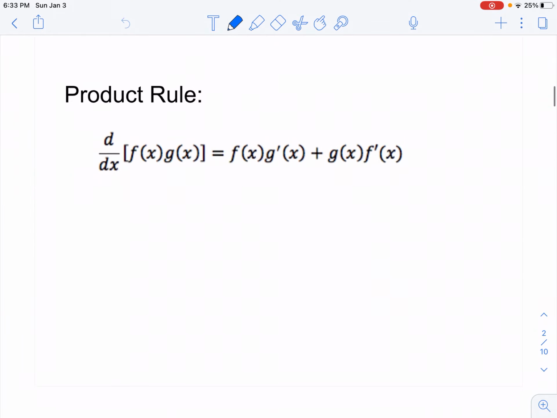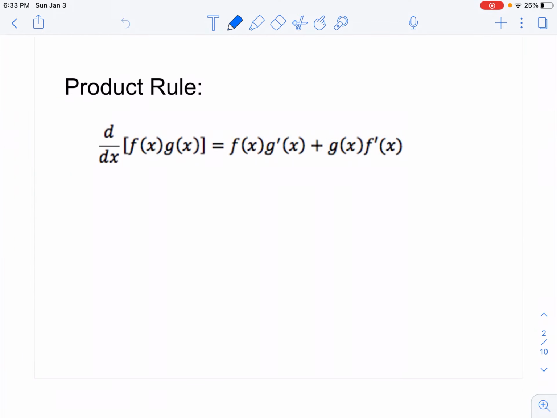So here's our product rule. You can see we have two functions, f and g, and it's going to be function f times the derivative of function g plus g times the derivative of function f. And it doesn't matter what order you add these in.